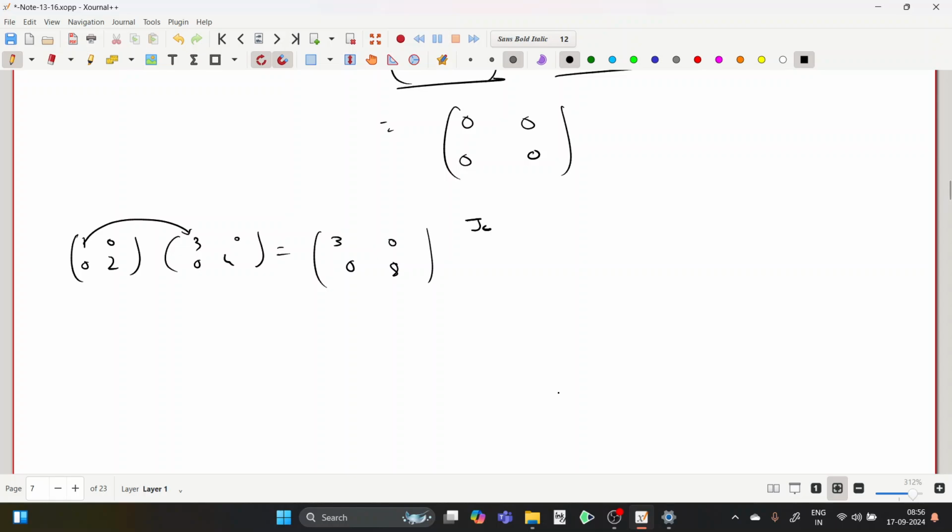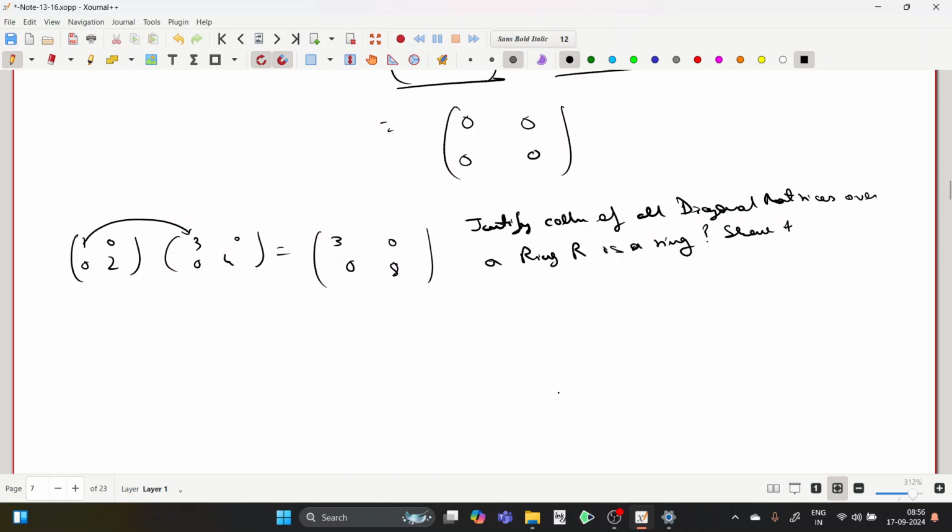So justify that the collection of all diagonal matrices over a ring R is a ring. Showing that it is a subring of M_n(R) will suffice, because the operations are the same, and this is just a sub-collection of all possible matrices. Justify the same.